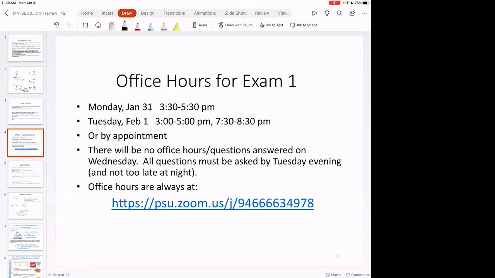Other questions? Yes. When will the solutions to the second homework be posted? They're up. Check Canvas. They're posted from today. Other questions?